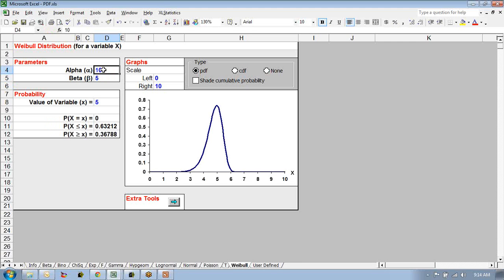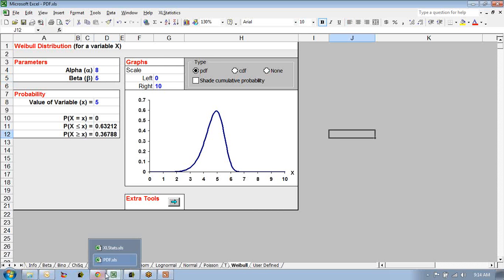Yeah, so it's pretty interesting how this can be flexible in terms of developing a number of different types of shapes. So Weibull can be a useful one. Tricky to estimate, though.